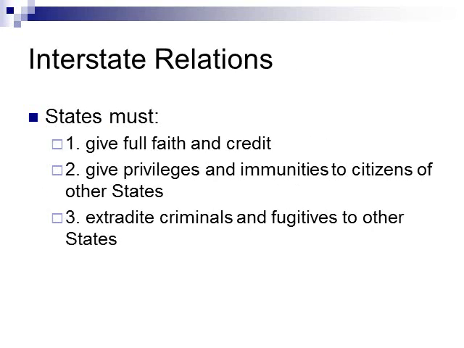So, how does this work? What are the interstate relations? In other words, what do states have to do for each other in order to resolve some of the conflict that earlier on states faced? Well, states must give full faith and credit. We'll get into that in a little bit. They have to give privileges and immunities to citizens of other states. And they have to extradite criminals and fugitives to other states.